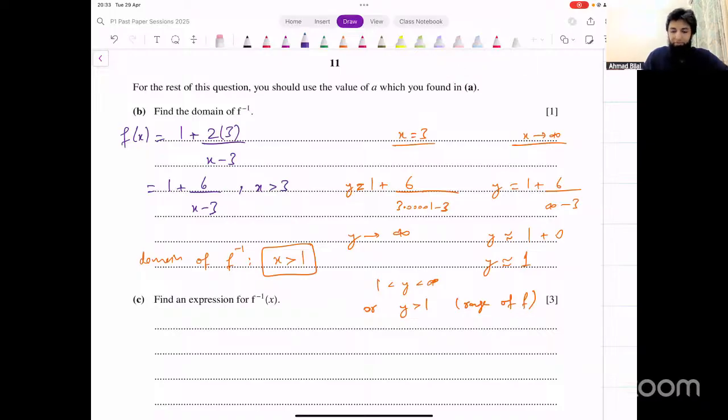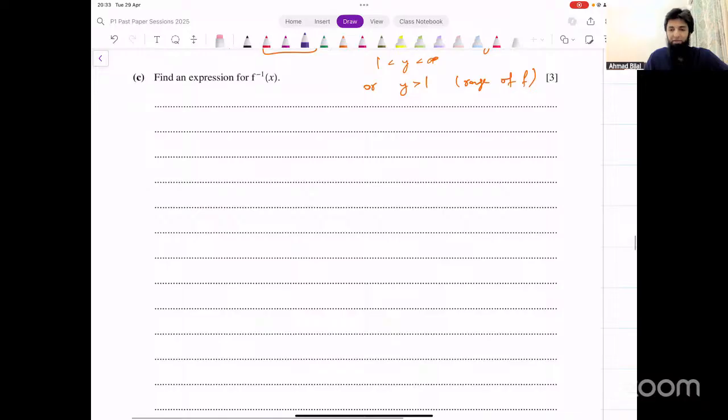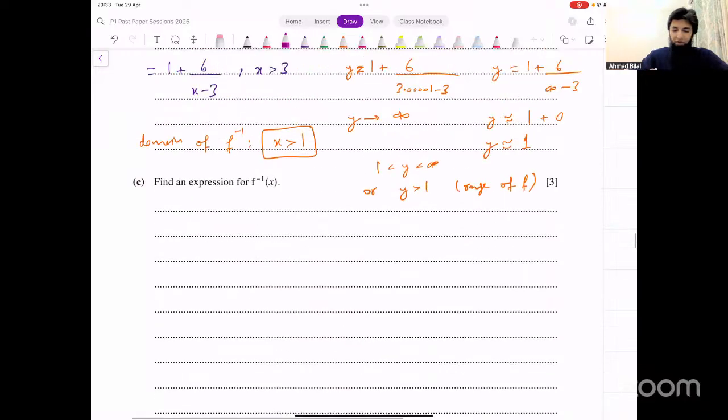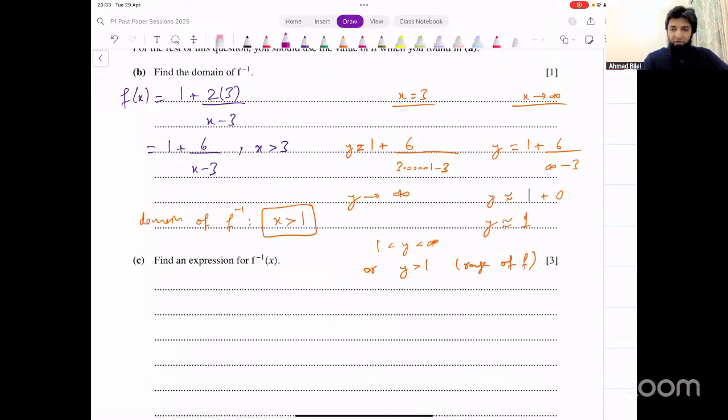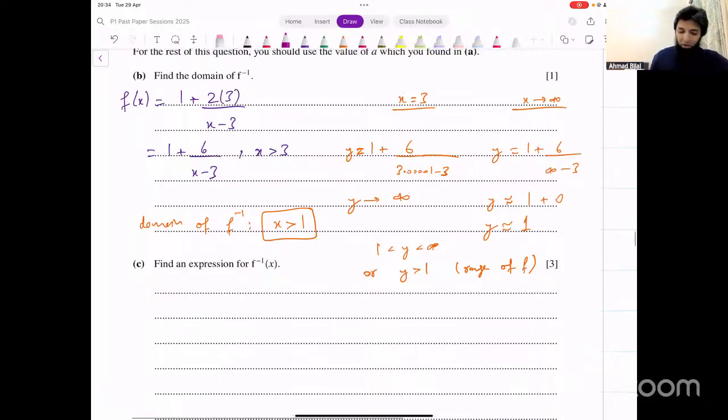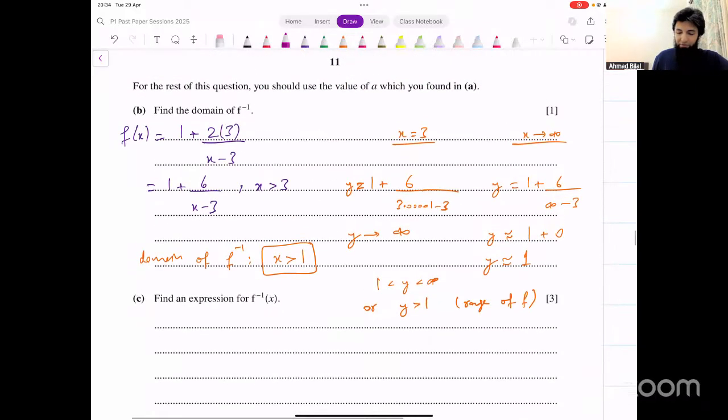Okay. All right. How do you find an expression for f inverse? You have to do it this way. Find the range of f, and then using that, you say that's the domain of f inverse. Now find an expression for f inverse of x. How do you do that?